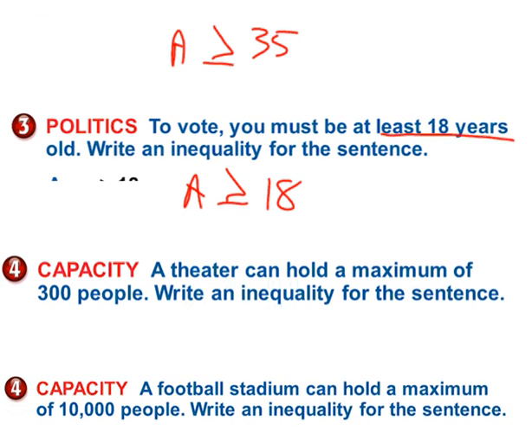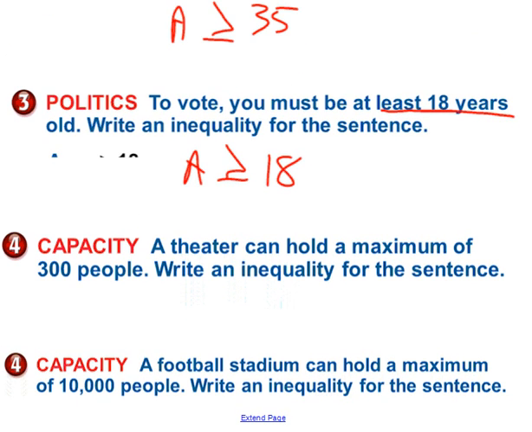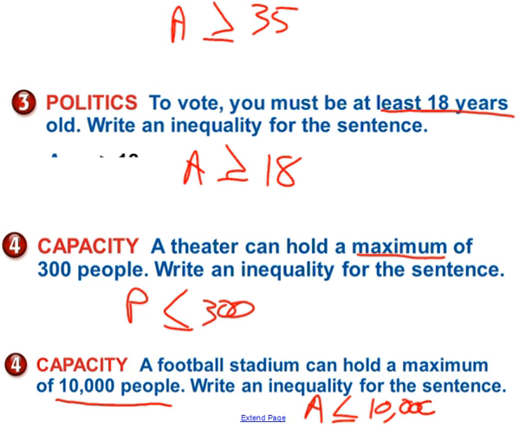And one last one down here at the bottom, I guess there's two more. A theater can hold a maximum of 300 people. Write an inequality for the sentence. A maximum means that the number of people must be less than or equal to 300, because we can hold 300, but we certainly can't hold over that. The capacity of a football stadium can hold a maximum of 10,000 people. So I'm going to say attendance, I'll use the letter A for attendance. Attendance is less than or equal to 10,000.